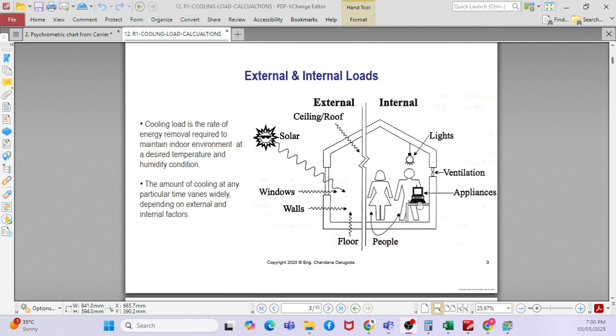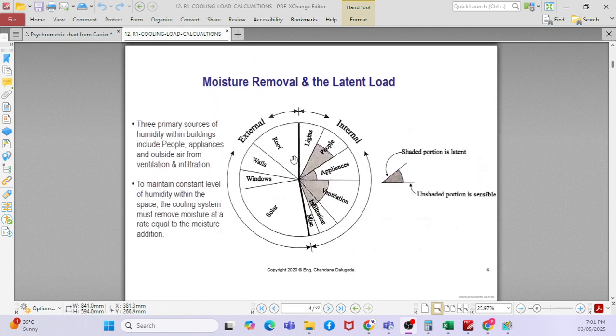And if you talk about people, there is a sensible load as well as a latent load, because when you breathe, the breath consists of moisture, right? So you have sensible and you have latent. And when you talk about outside air, it has both moisture and dry air. So that means it's sensible and latent. When you go further down, can you see the moisture removal and the latent load?